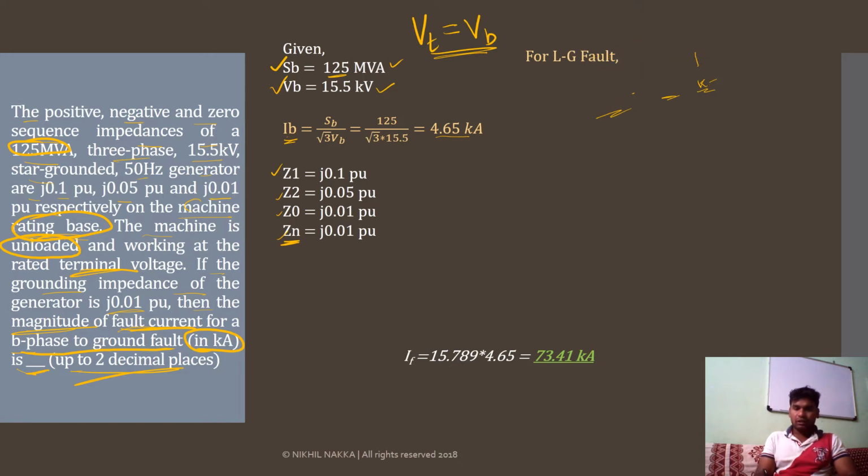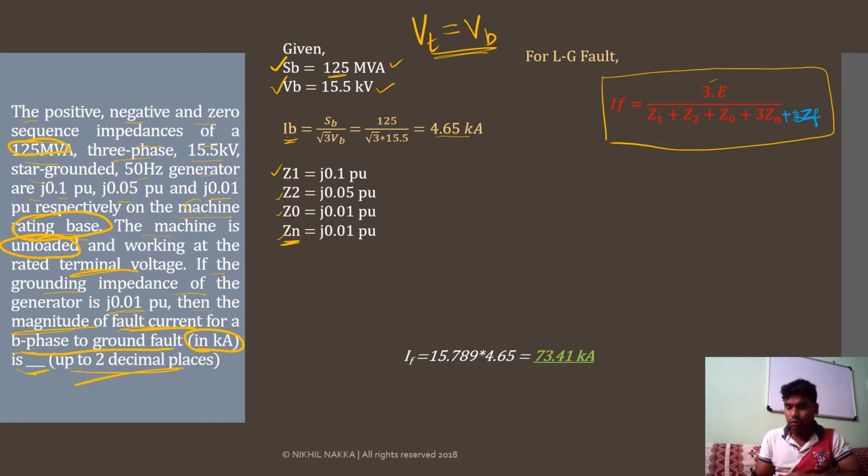Now let's write down the relationship for the line to ground fault current. In a line to ground fault, please keep this in mind, the fault current equation is defined like this. IF is equal to 3 into E, divided by Z1 plus Z2 plus Z0 plus 3 Zn, and in fact this should be plus 3ZF also. Please make this a note. What is ZF? ZF is the fault impedance, the impedance introduced by the fault.